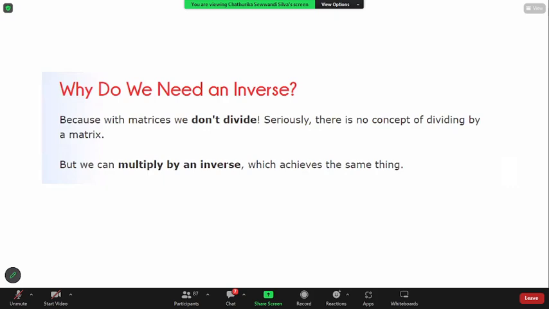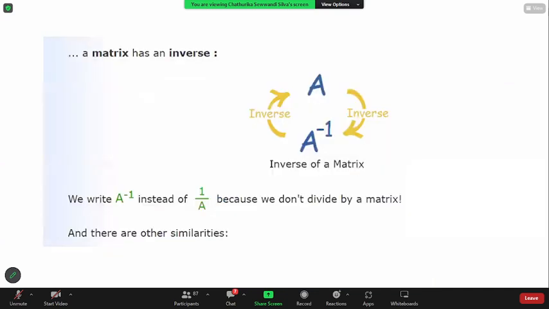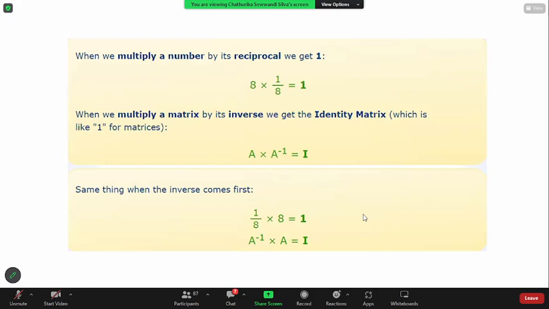Why an inverse? Because with matrices we don't divide. Seriously, there is no concept of dividing by a matrix, but we can multiply by an inverse, which achieves the same thing. In the previous slide I also told you, 1 divided by A, where A is a matrix, we usually do not define it like this, because we don't divide by a matrix.